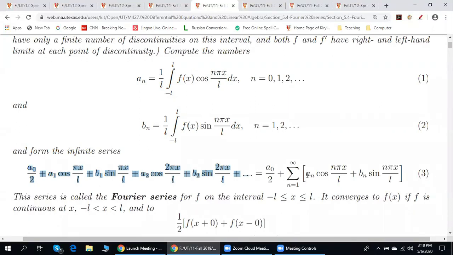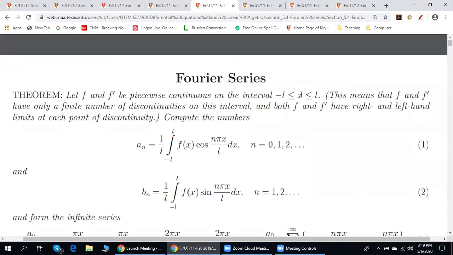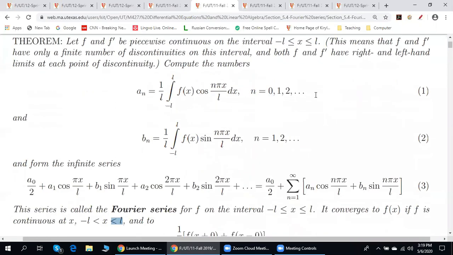Here is the answer. This series converges to f of x. Converges in simple words means is equal to f of x. This infinite series converges to f of x if, number 1, x is not one of the endpoints. Remember, originally x is greater or equal to negative L and lesser or equal to L.